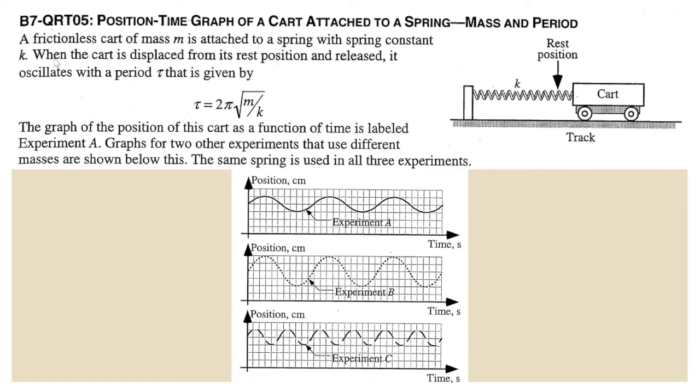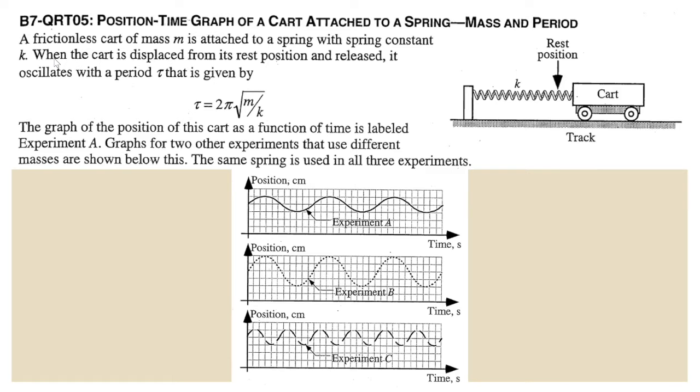And the question says a frictionless cart of mass m is attached to a spring with a spring constant k. When the cart is displaced from its rest position and released, it oscillates with a period, as they have it labeled here, tau. Usually we use uppercase T. This book likes to label it tau. Don't worry about that. It oscillates with a period given by the equation 2 pi times the square root of m over k. That, of course, is just our familiar spring period equation.